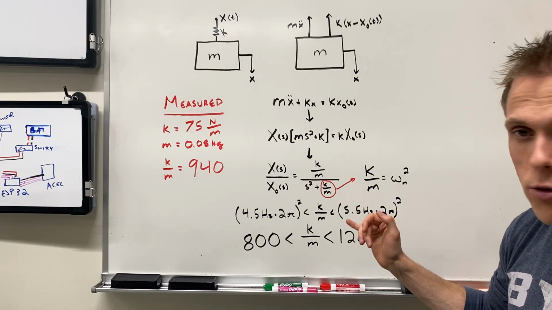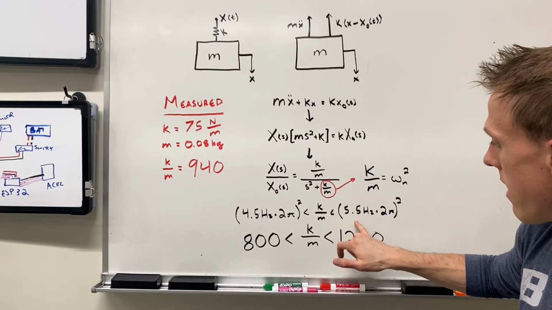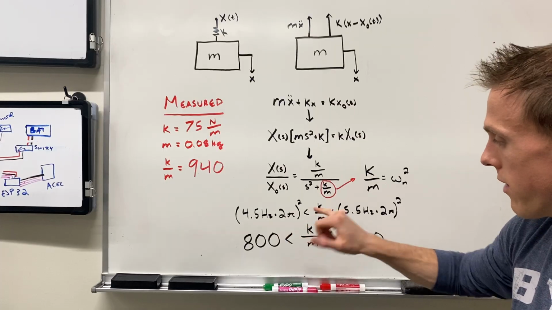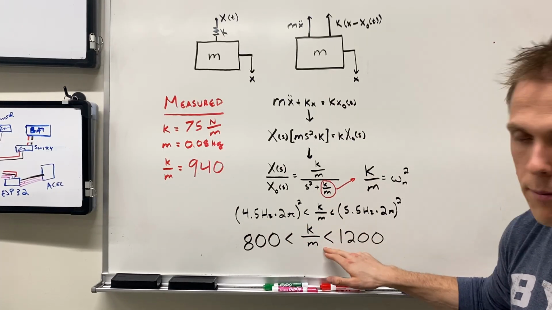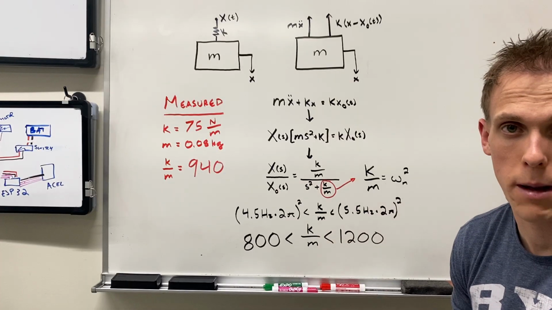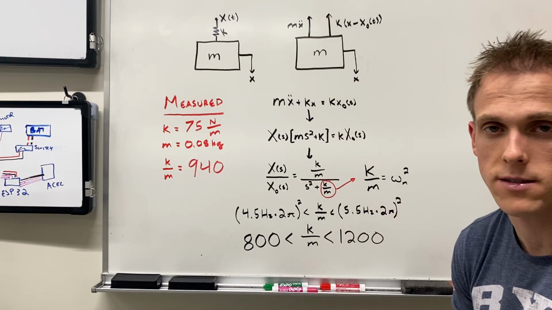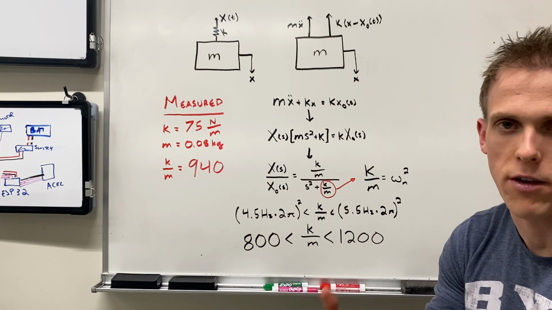If we plug in the values that we observed, somewhere between 4.5 hertz and 5.5 hertz, multiply those by 2 pi and square them, it gives us bounds of 800 to 1200 for our k over m ratio. So theoretically, we should be able to estimate the mass given the spring constant, or at least have a range for the mass, and vice versa.